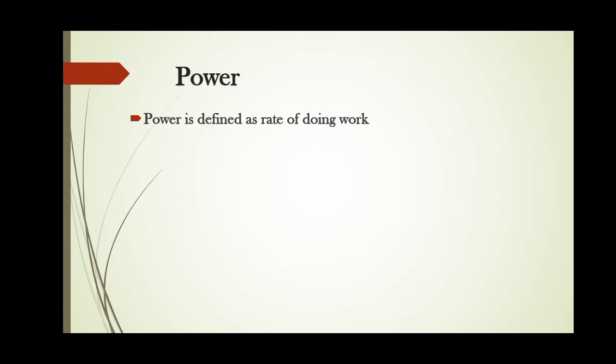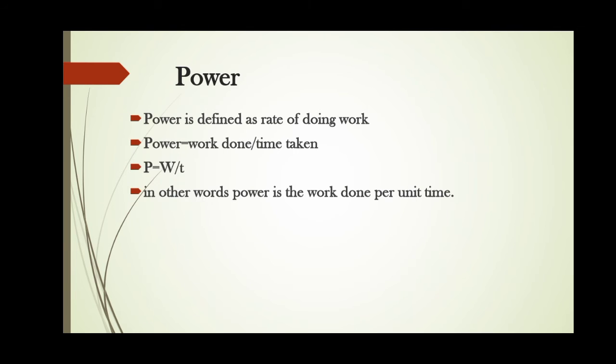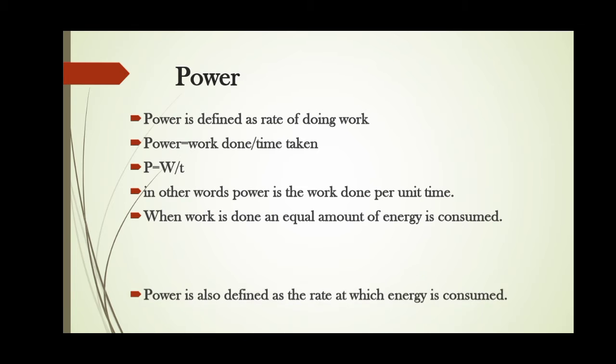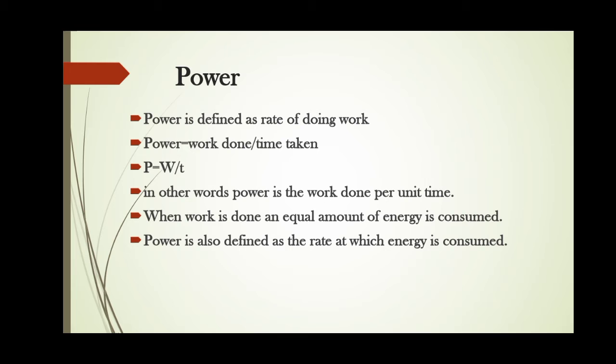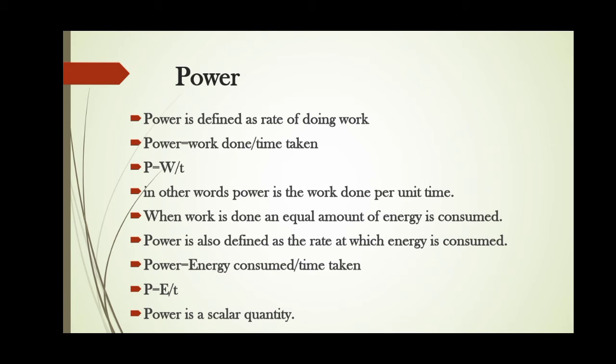We can obtain power by dividing the work done by time taken. P is equal to W by T. In other words, power is the work done per unit time. When work is done, an equal amount of energy is consumed. Power is also defined as the rate at which energy is consumed. Power is equal to energy consumed by time taken, or P is equal to E by T. Power is a scalar quantity.